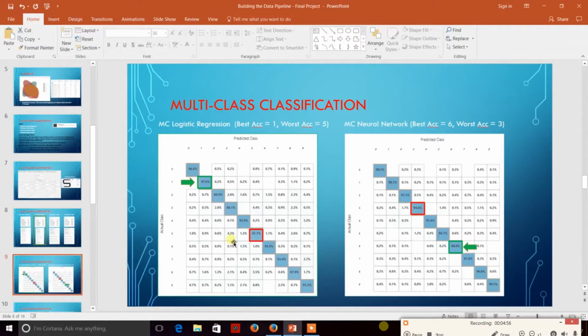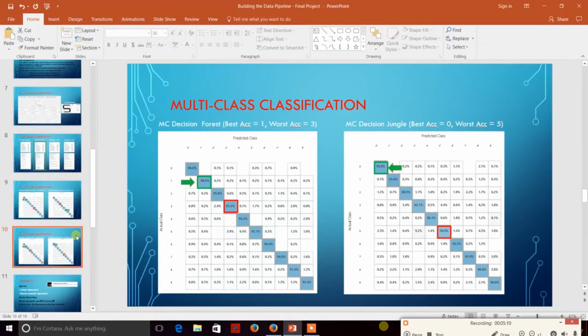For the multi-class neural network algorithm, the easy one to recognize was number 6. The worst case was number 3. For multi-class decision forest, the easy one was number 1, with the best accuracy, and the less accurate was number 3. For multi-class decision jungle, the easy one, with more accuracy, was number 0, while the worst accuracy was with number 5, where 9.2% of the cases that were really a number 5 were confused with number 3, and 4.5% of the cases that were really a number 5 were confused with number 8.